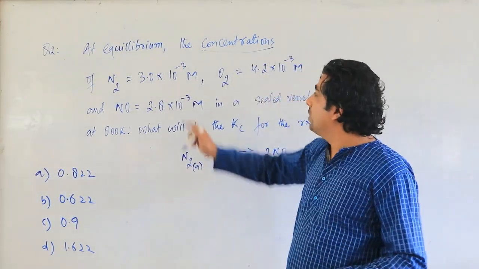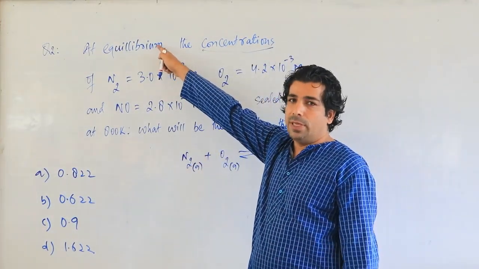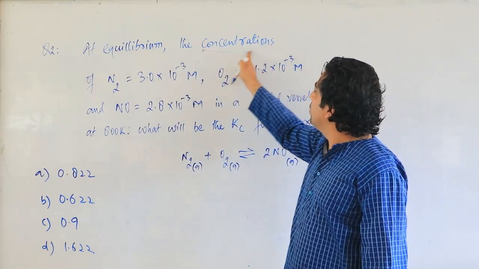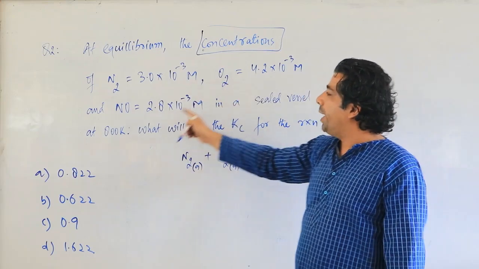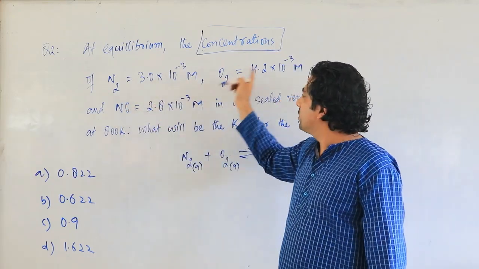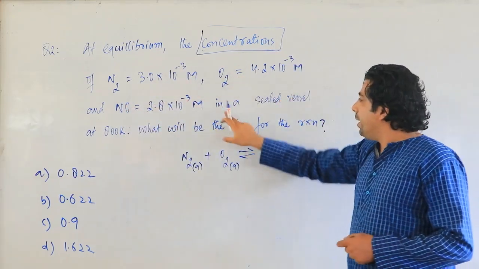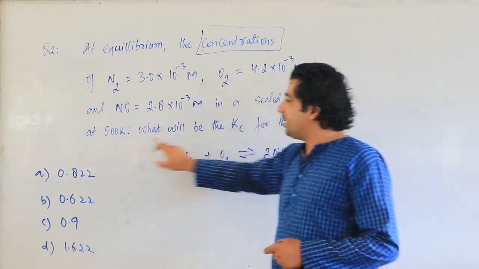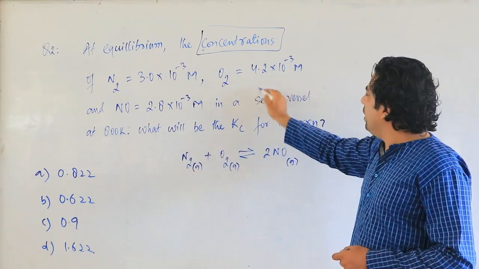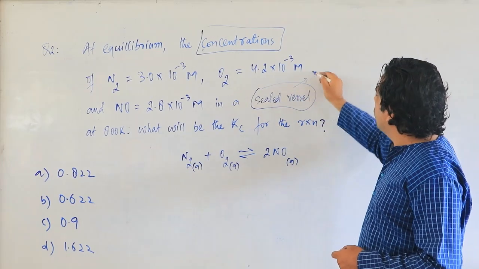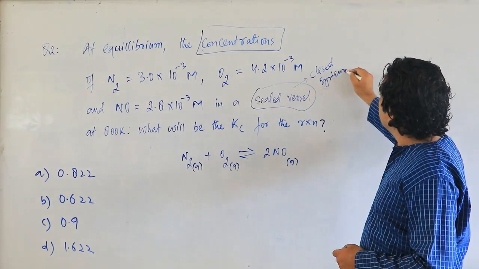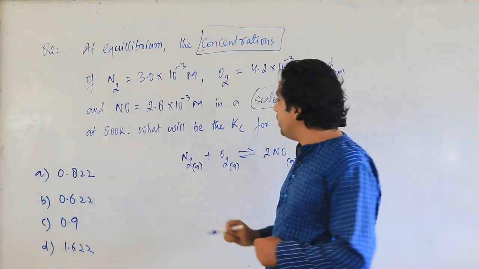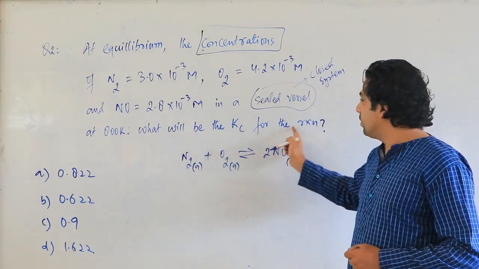What is this all about? At equilibrium, remember, the concentration terms of N2, O2 and NO are given to us in a sealed vessel at 800 Kelvin. This sealed vessel basically means it is a closed system. Equilibrium is established in a closed system only. What will be the Kc for the reaction?